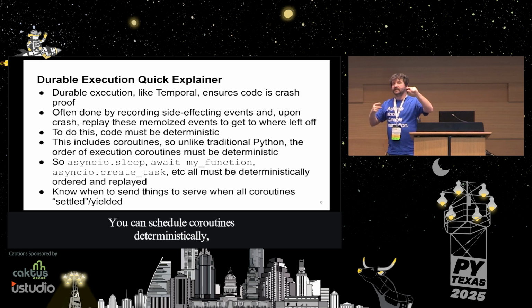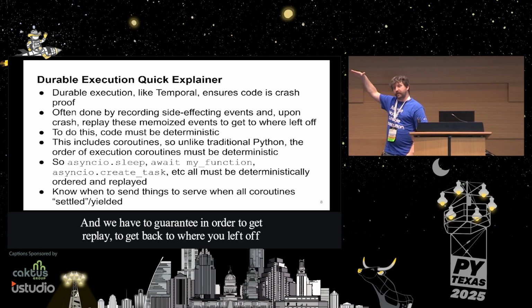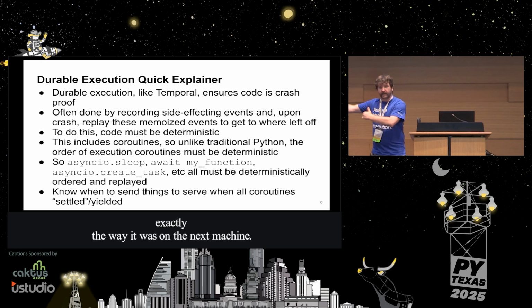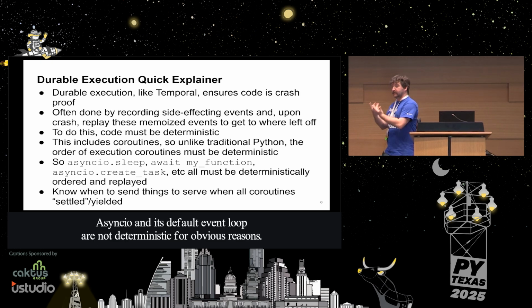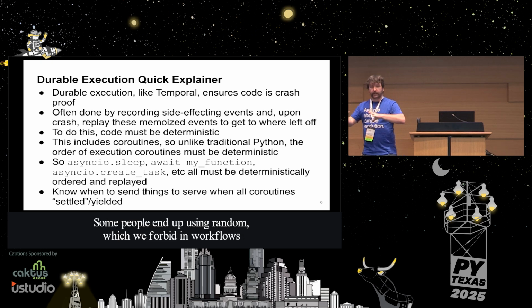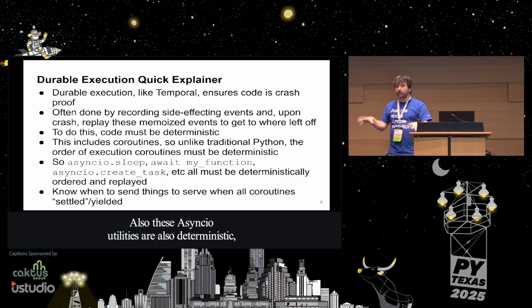you can schedule coroutines deterministically, which means that you can do many concurrent things. And we have to guarantee, in order to get replay, to get back to where you left off and get the local state and the local variables exactly the way they were on the next machine after this first machine crashed, that those coroutines run in the exact same order. They have to be completely deterministic. Async.io and its default event loop are not deterministic, for obvious reasons. It doesn't necessarily need to be. It uses system time. Some people end up using random, which we forbid in workflows and things like that. So we have to make sure these async.io utilities are also deterministic.